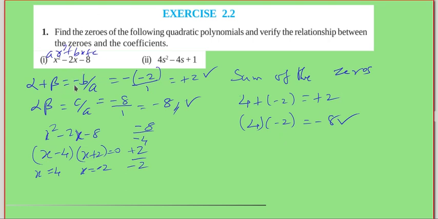So from the coefficient value only we got this. Okay. So from the coefficient we are getting this one. From the zeros we are getting this answer. If we add and multiply the zeros, we are getting the sum of the zeros and product of the zeros. From the coefficients directly, that also we are getting plus 2 and minus 8. Here also we are getting plus 2 and minus 8. So we have verified the relationship between the zeros and the coefficients.